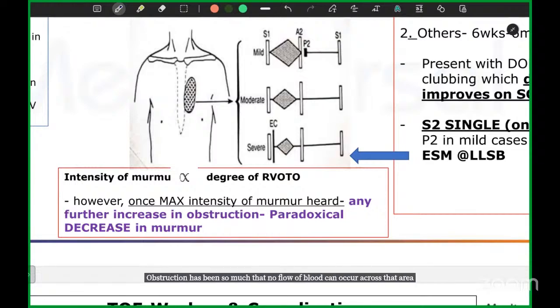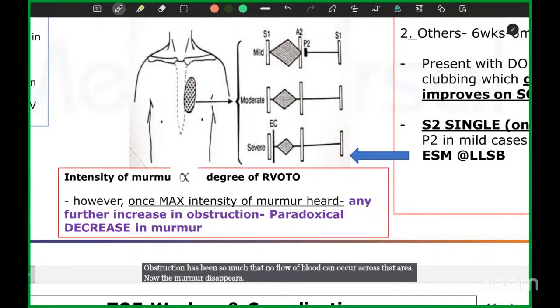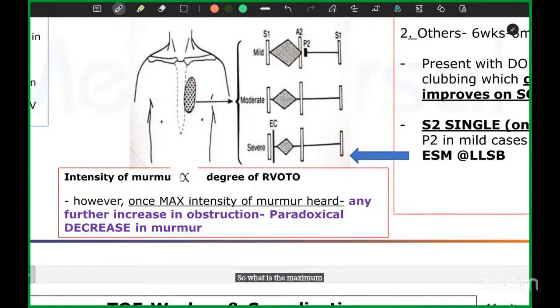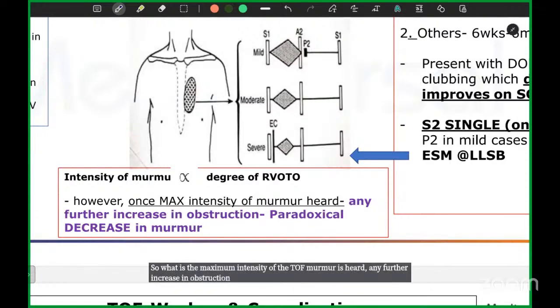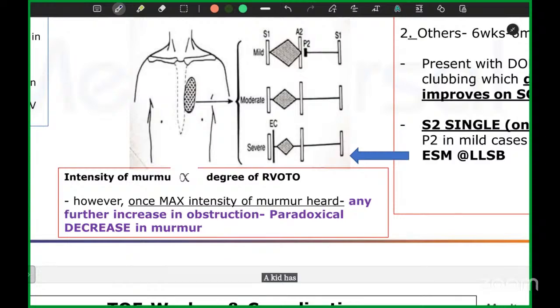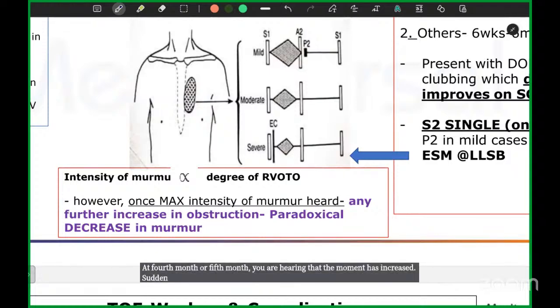Now the murmur disappears. So once a maximum intensity of the TOF murmur is heard, any further increase in obstruction will lead to a paradoxical decrease in murmur. What do we mean? The kid has come to you at 3 months, you've heard a murmur, which is ejection systolic. At the 4th or 5th month, you are hearing that the murmur has increased. Suddenly at the 7th month, you are not hearing the murmur.